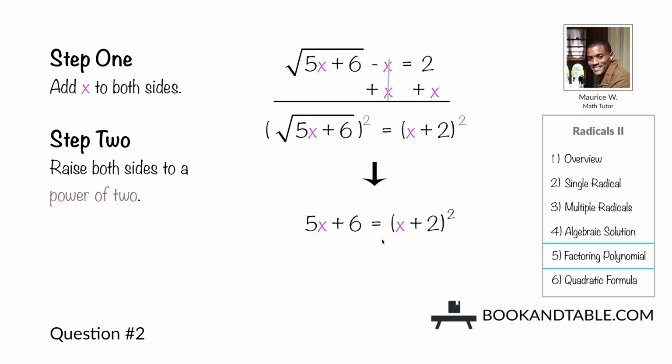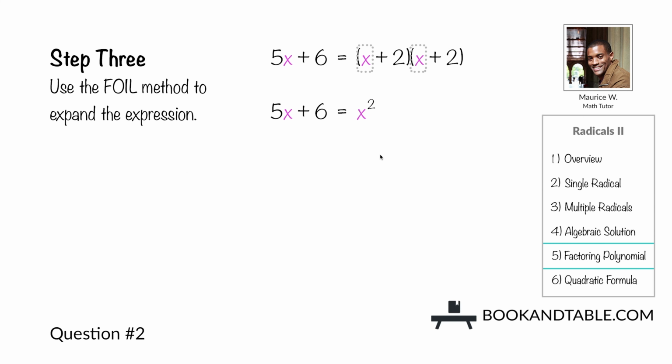Then step 3, expand this expression by using the FOIL method. So x plus 2 times x plus 2 gives us x times x, which is x squared, x times 2, which is 2x, 2 times x, which is 2x, 2x and 2x combine to give you 4x, and 2 times 2, which is positive 4.